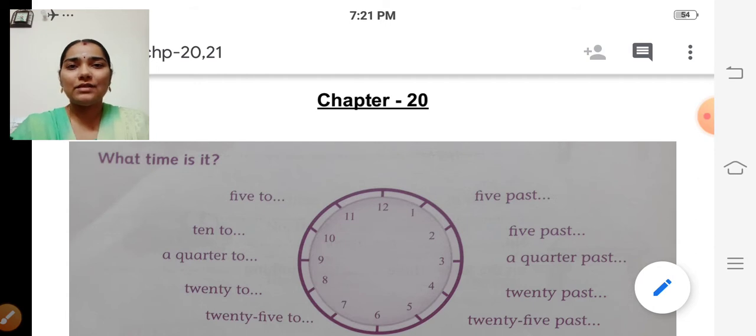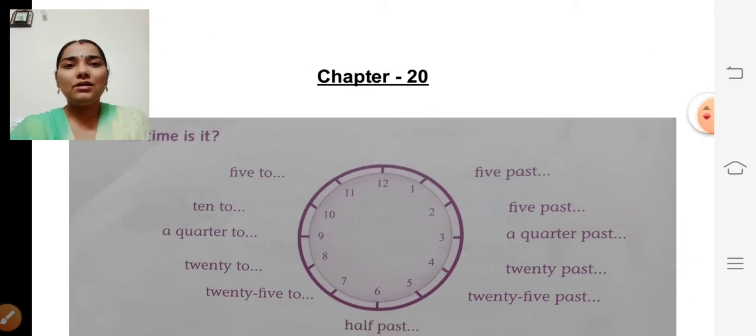Okay, let's start with chapter 20. In this chapter, we are going to learn how to read a time and how to represent it on the clock.